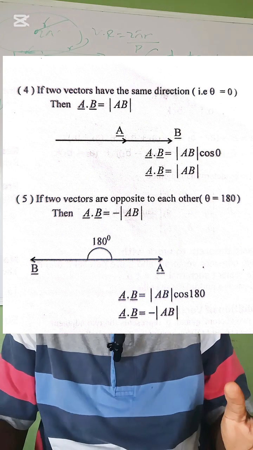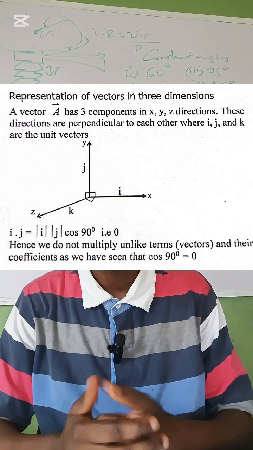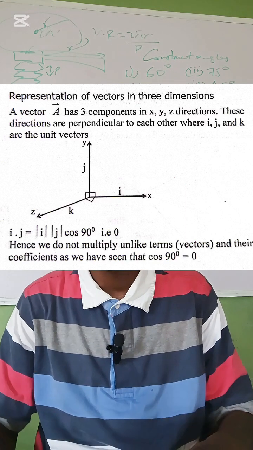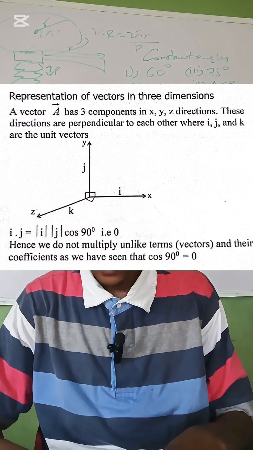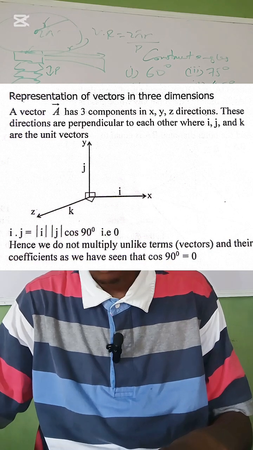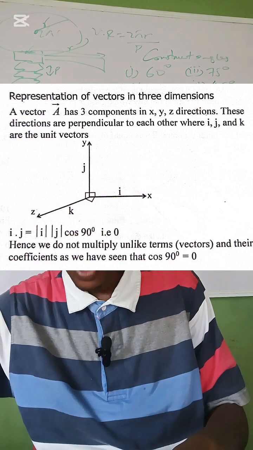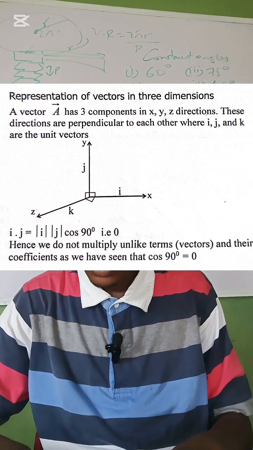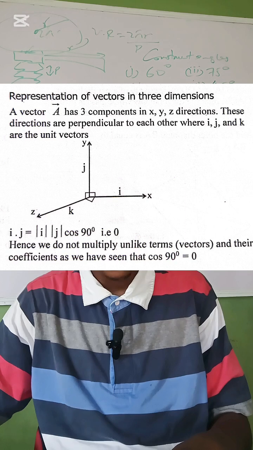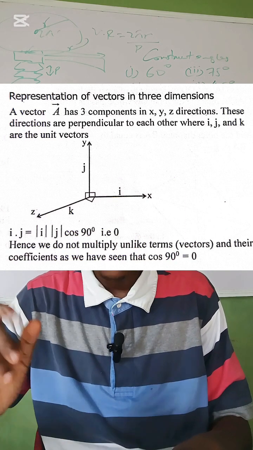So the next thing for us to do is to go to representation of vectors in 3 dimensions. If they have 3 dimensions, how can you represent them? The way to represent them is this. A vector A with direction has 3 components in the x, y, z directions. So x, y, and z are the ones representing each component to make it 3. These directions are perpendicular to each other, where i, j, k are the unit vectors.